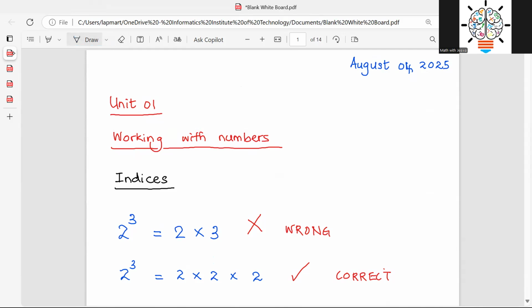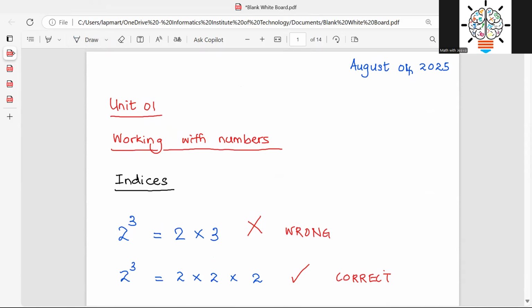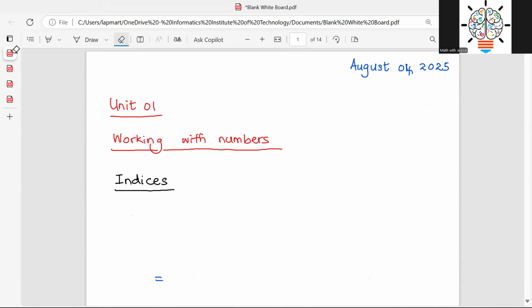So then you write the subtopic indices, right? You don't want to worry about these things, right? I'll erase them. So what you want to do, you first write down the unit number, unit name, and the subtopic in black color, indices, right? So first you write down, then I'll explain to you what to do and how to do, right?